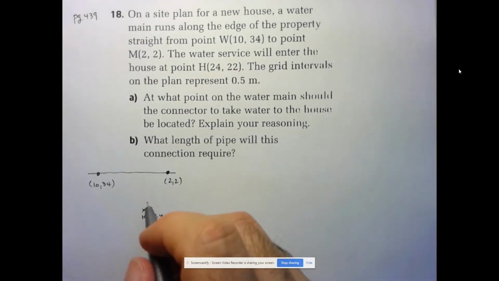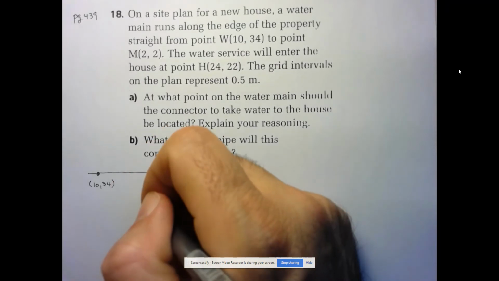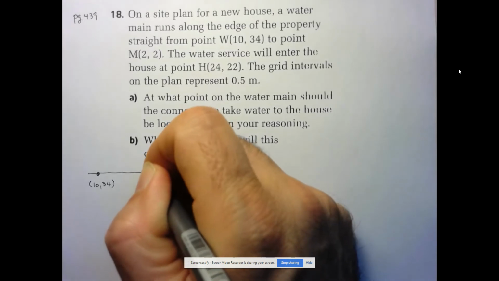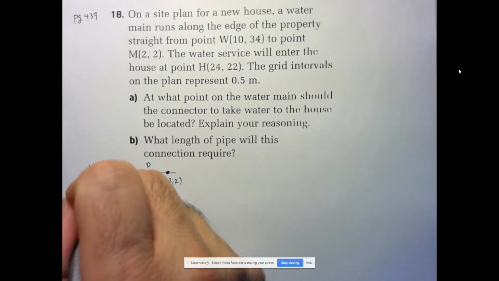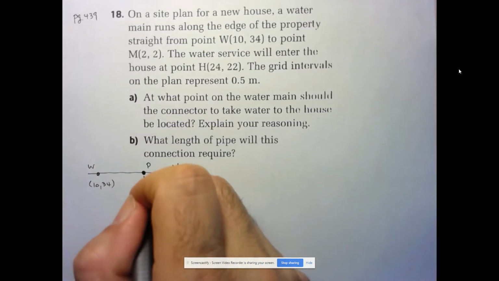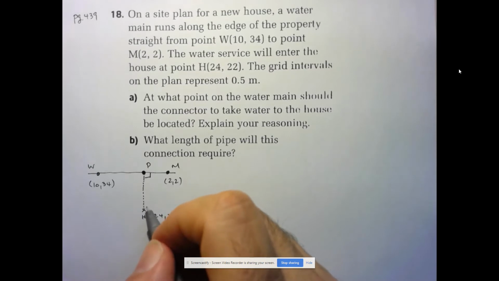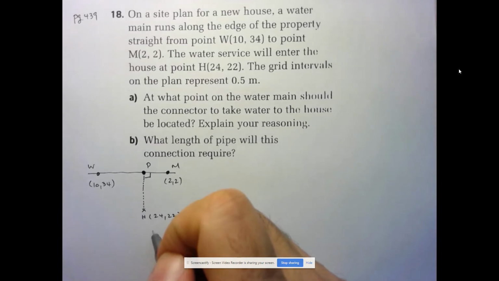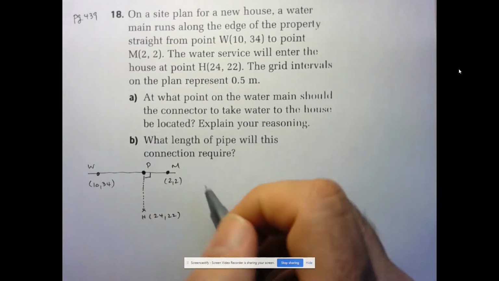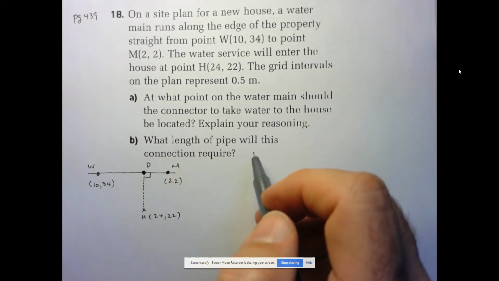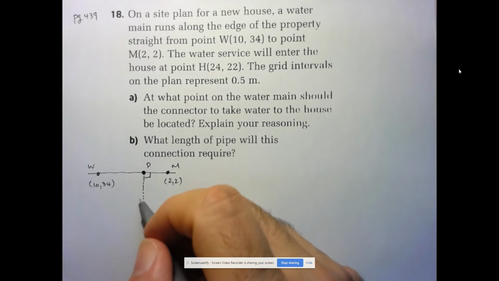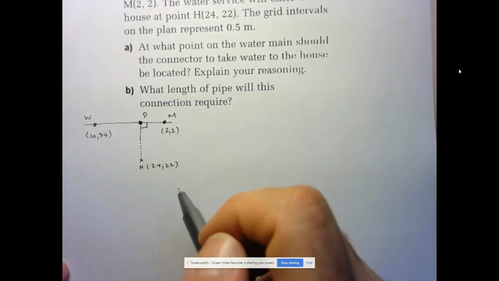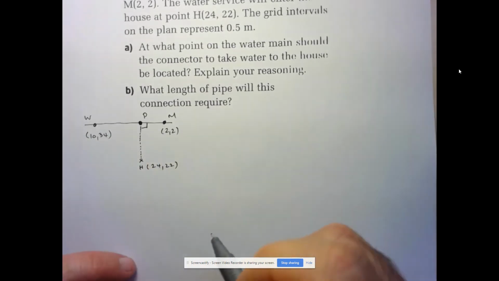Now, of course, the idea is we want this to be the shortest distance possible. So it makes sense that we're looking for the point, whatever this is, let's call it P. This is W and M. Call this P. We want it to be at a 90-degree angle because that we know is what's going to give us the shortest distance, and presumably that's how we want to build this pipe. So step number 1 is to find this point here, and I suspect in B, what length will this connection require? Then we're going to find the distance here. So essentially it's finding the distance from a point to a line. It's the same problem, except they've just given us a context here.